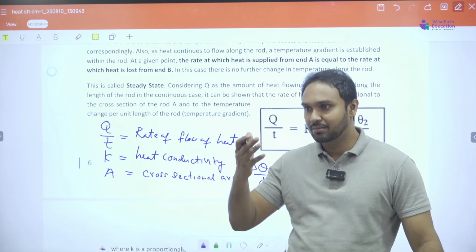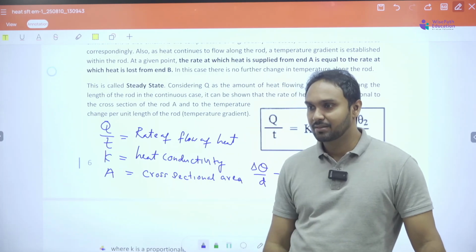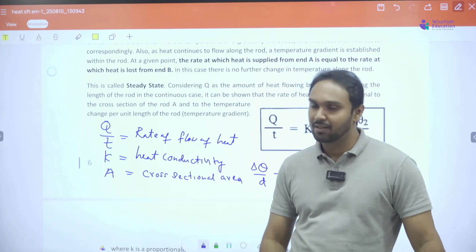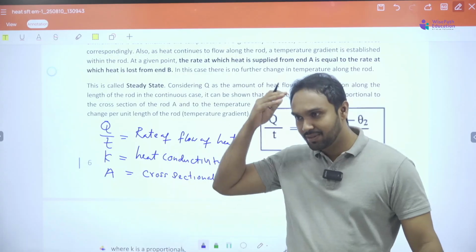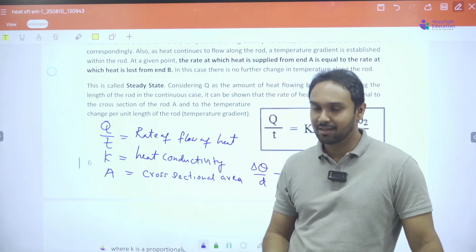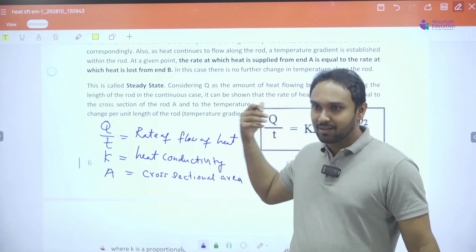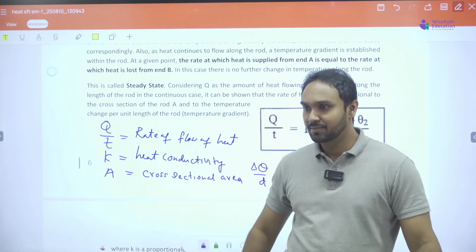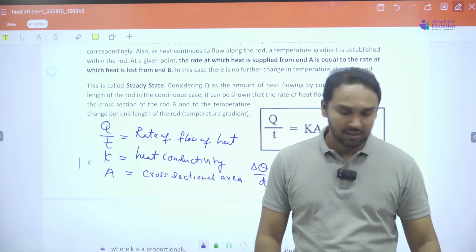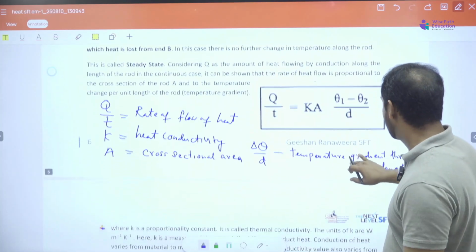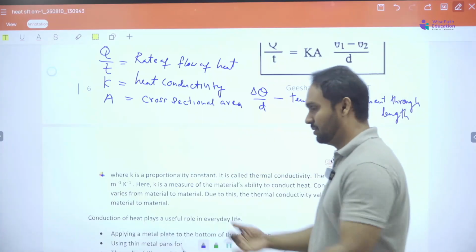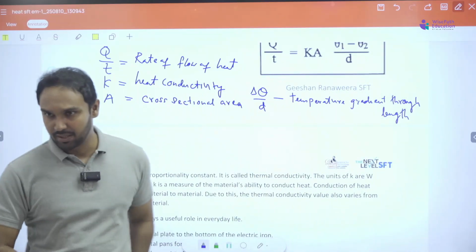Doesn't matter, you just have a slight knowledge. Leave it now. It's the first time you are hearing, so it's new knowledge. Take it as that. So it is the temperature gradient through the length, or the temperature changing through the length. Simply.